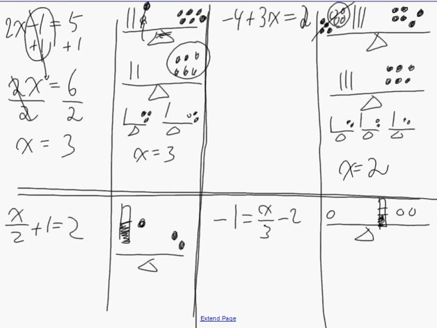But what we're going to do next is do the exact same thing numerically. The first thing I did was I added 4 to both sides right here. Adding 4 to both sides, I create a zero pair. I'm left with 3x over here because this is now gone.